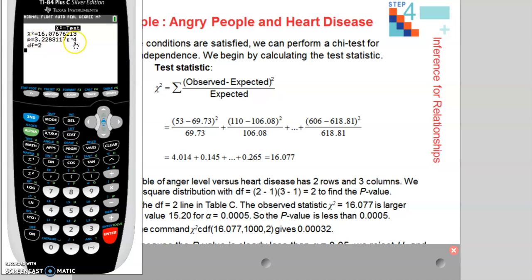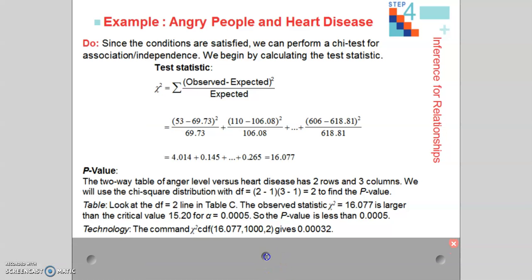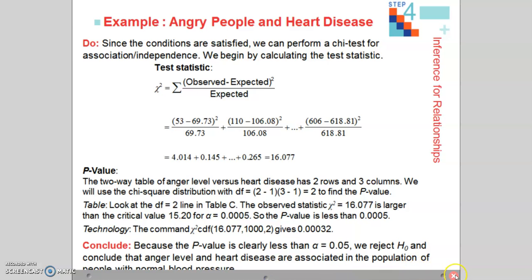Notice this is e -4. That means times 10 to the -4th. That's a really low p-value there. So you can see that p-value is very small, definitely smaller than our alpha level of 0.05, so we reject the null hypothesis. And we can conclude that anger level and heart disease are associated in the population of people with normal blood pressure. So make sure you have that in your conclusion of what population you're talking about. And that's who we were sampling, so that's who we can make our conclusion about.